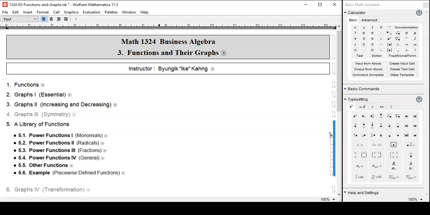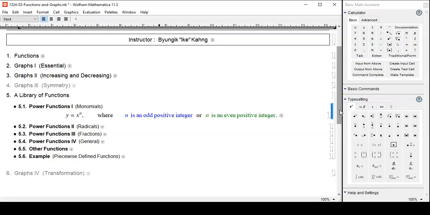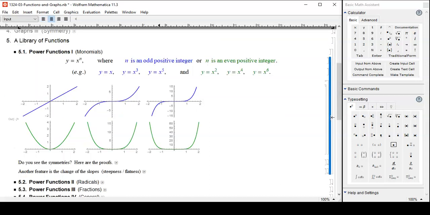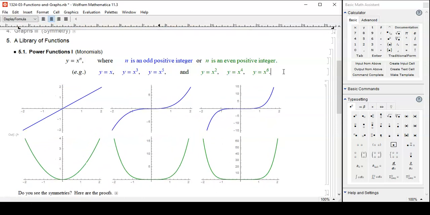Okay, we are ready. Here are some examples of power functions. y equals x to the nth power. The graphs look like these. So y equals x, y equals x to the third power, fifth power, odd powers. We have these kinds of graphs that are symmetric about the origin.